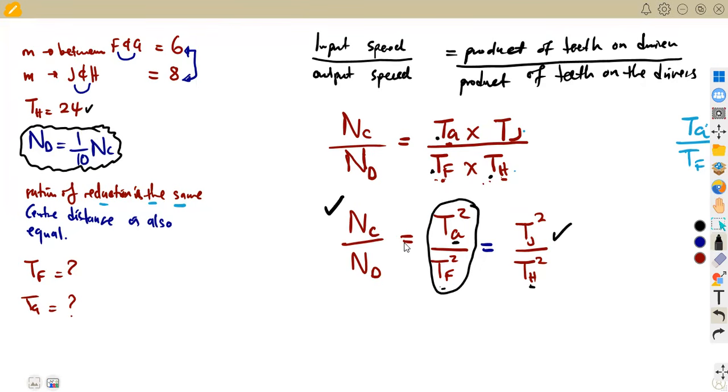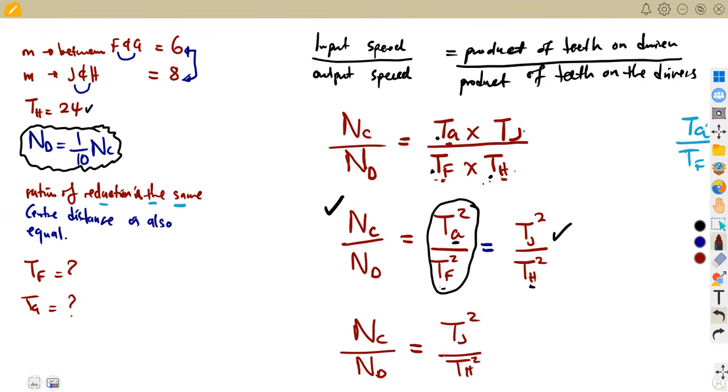Then we formulate another equation again, so that we can use it with TG and TF. We can't use these two, because we are going to have two unknown values. So it's useless for us to use this middle part. We are going to consider the one and the one at the end. So that means our part is going to be NC over ND, which is equal to TJ squared over TH squared, since we have TH in this case.